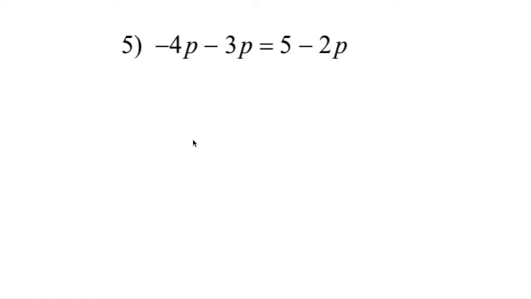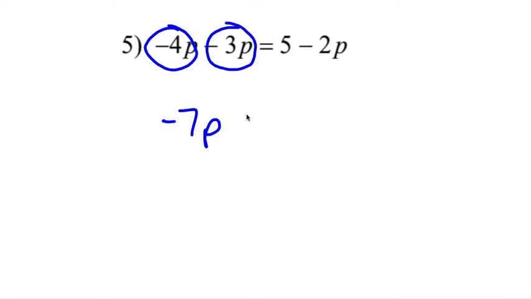Okay, number 5, again, I don't see any distributive property because there's no parentheses, but I do have like terms. -4p minus 3p. Now, do not change the variable. That is not what's changing here. The only thing that's changing is the numbers out front. We're going to combine the numbers out front. Negative 4 minus 3 is a negative 7p. Not p squared, okay? I know that's a common mistake I see a lot. We are not changing the variable, just the numbers out front.